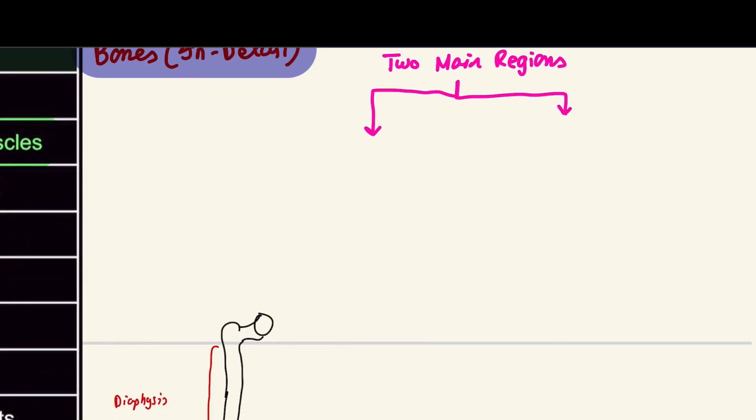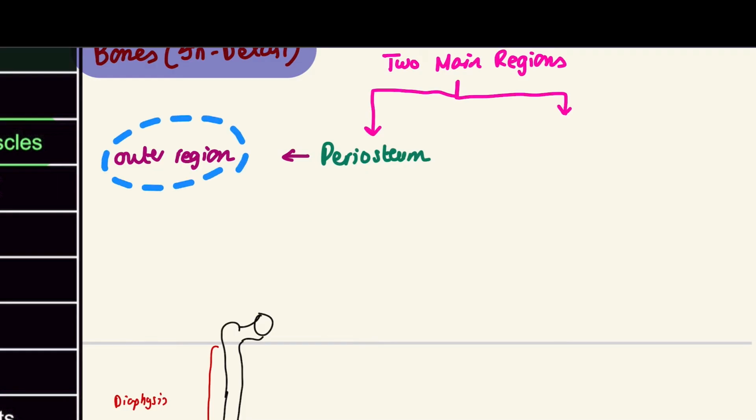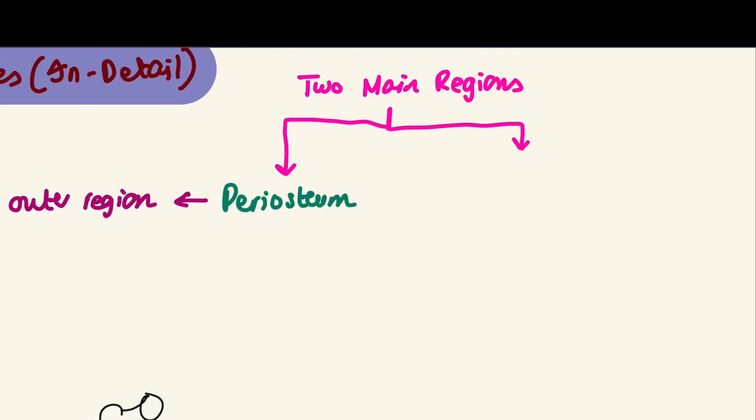The first region is called the periosteum, and this is true for almost all bones. Some bones are obviously different, as we will study later, because there are 4 different types of bones. Alright guys, what is the periosteum? The periosteum is the outer region. I have a beautiful drawing of a bone, so I'll show it to you as well. This is the outer region, and then we have the endosteum.